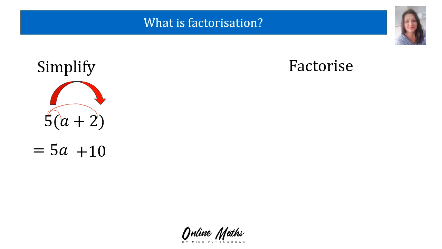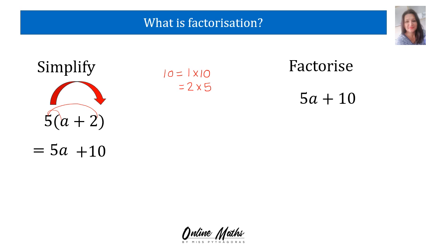Now, factorization is the exact opposite of simplification. In other words, I will give you the 5a plus 10 and then you will rewrite it in brackets, in its factors. Now, just to quickly recap, when I give you the number 10, do you agree that the factors of 10 are 1 times 10, or the factors of 10 could be 2 times 5?